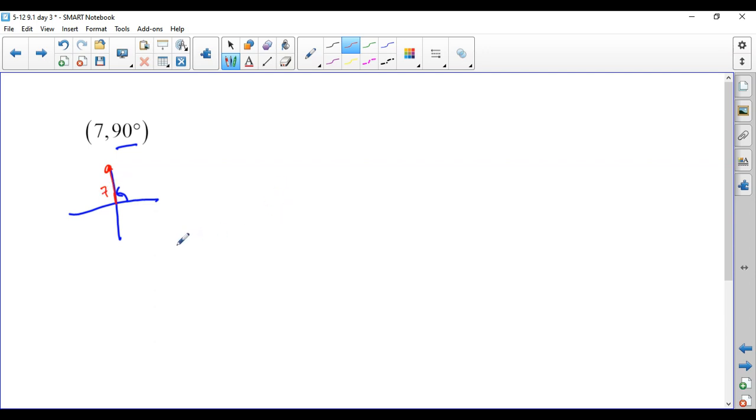I don't need to use the formulas to find the x and y coordinates of that point. It's a point on the positive y-axis, so its x-coordinate is 0. It's going up 7, so its y-coordinate is 7. There's really no work involved in finding that point in rectangular form.